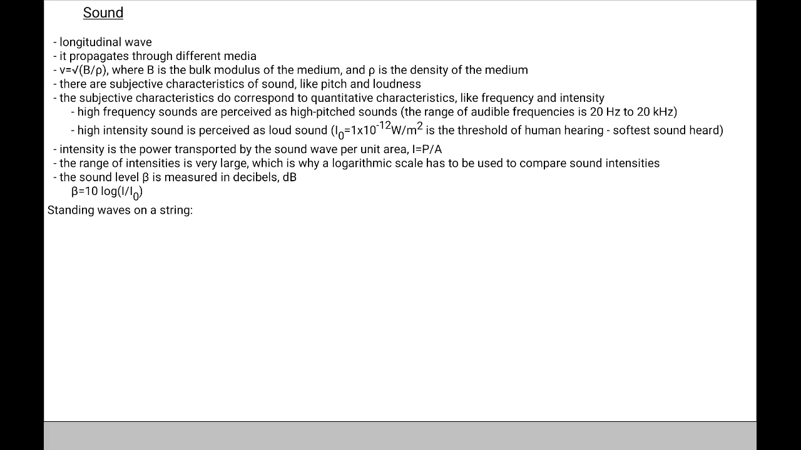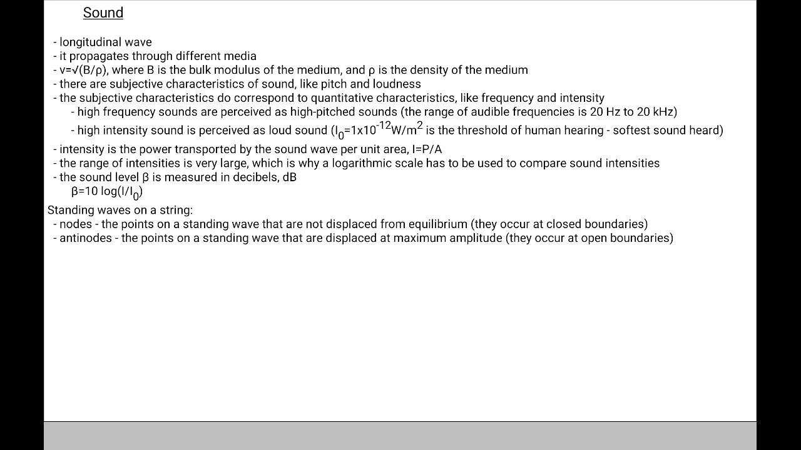Now, we want to look at standing waves on a string, and in a little bit also standing waves in a pipe. First we have to define a few things. There are things like nodes and antinodes. Nodes are the points on a standing wave that are not displaced from equilibrium, and the antinodes are points on a standing wave that are displaced at maximum amplitude.